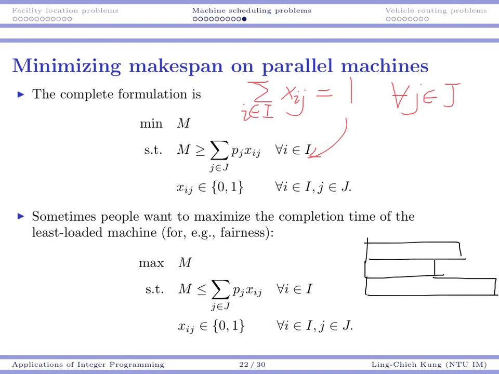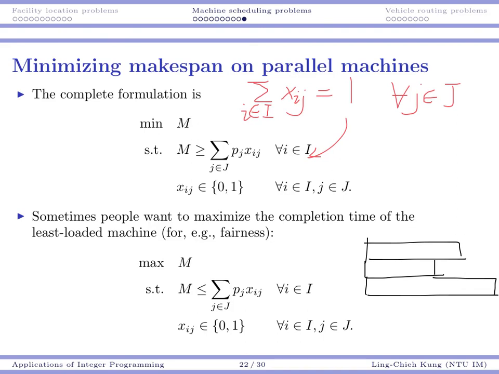One interesting thing is that for this formulation, you don't really need this assignment constraint, because you definitely want to assign jobs so that you can increase your capital M. So that may be a difference.